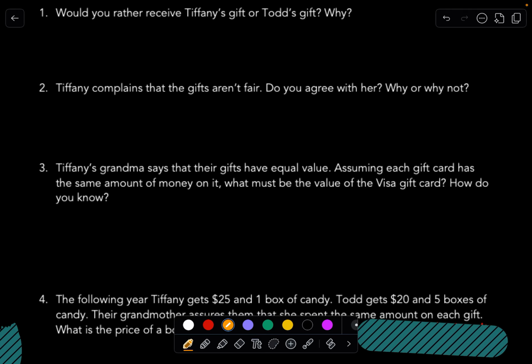Now here's the crux. Tiffany's grandma says that their gifts have equal value. Assuming each gift card, and this is an assumption now, some of the stuff I said earlier, you're making assumptions, assuming each gift card has the same amount of money on it, the same denomination, like a $10 Starbucks card. So what must be the value of the Visa gift card? Since we don't know, how do you know? So this is where you can try and figure it out.